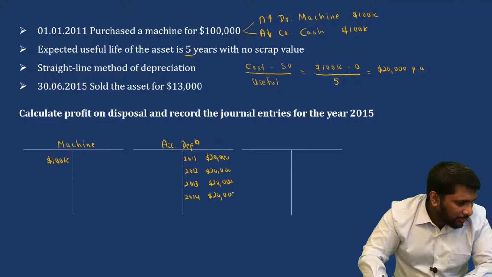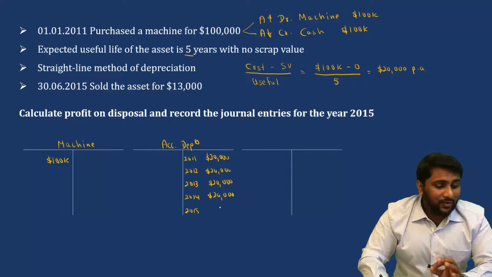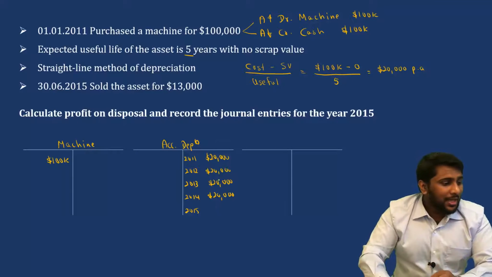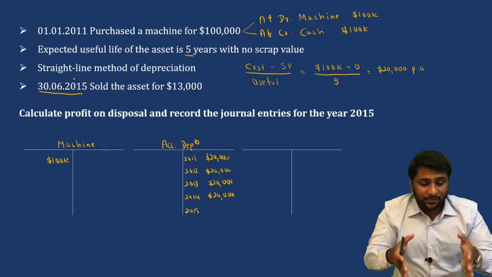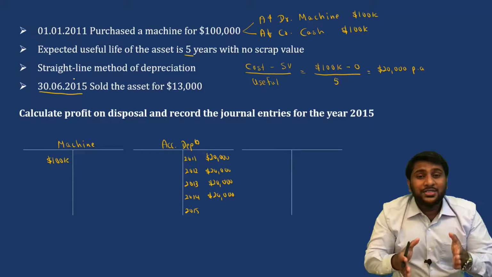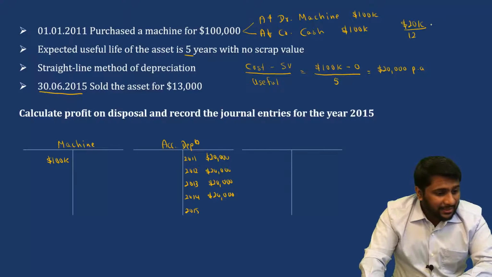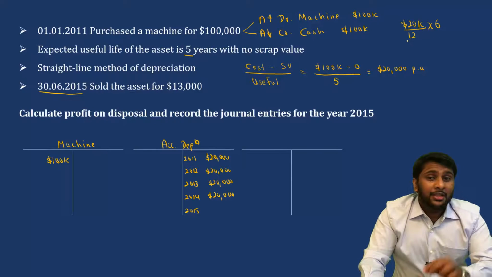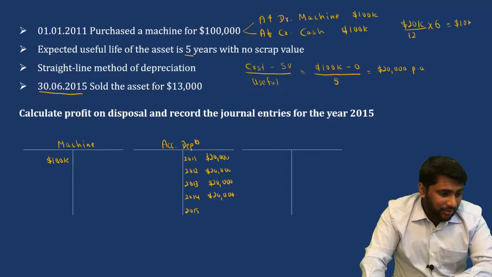Now we are going to do the depreciation double entry for the year 2015. But for the year 2015, we can't take the entire 20,000 because you sold the asset on 30th June 2015. That means for the year 2015, you have used the asset only for a 6-month period. So what you have to understand is that 20,000 depreciation is per annum, that means for a 12-month period. If that is the case, how much is the depreciation for 6 months? 20,000 divided by 12 gives the depreciation per month. Likewise, for 6 months it is 10,000 US dollars.